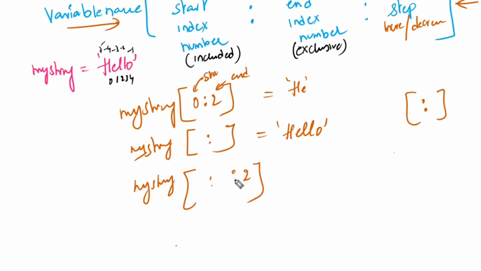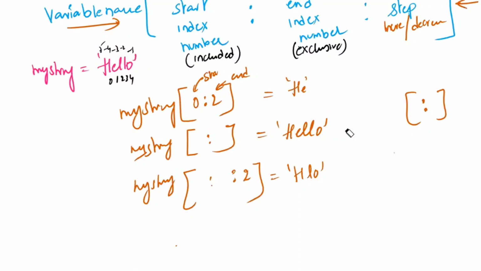Now, what is the meaning? The first value I have not given, so the default value 0. Everything you have to consider with the alternate values, that is H, L, and O. This is going to be the output. If you don't write like this, it is going to take like this.